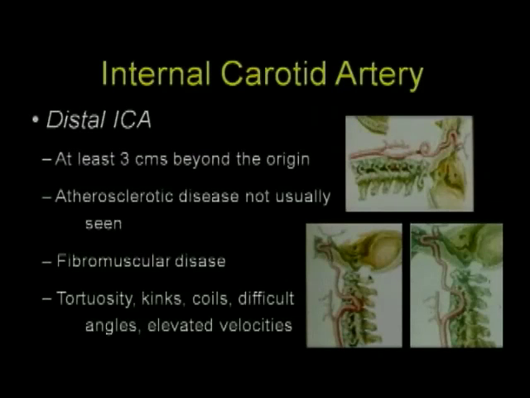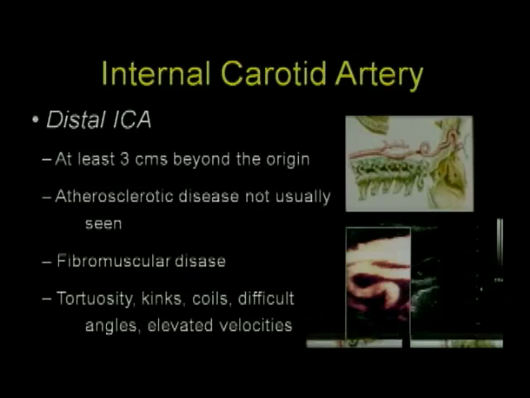The distal internal carotid artery is defined as that segment that's at least 3 centimeters beyond the carotid bifurcation. This is an area where atherosclerotic disease is not typically seen. You can see other pathologies such as fibromuscular disease. You may see tortuosities and kinks and coils. It's often difficult to evaluate these areas with the spectral Doppler because we can't use the 60-degree angle.